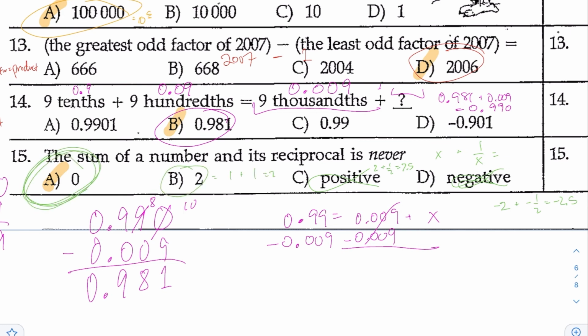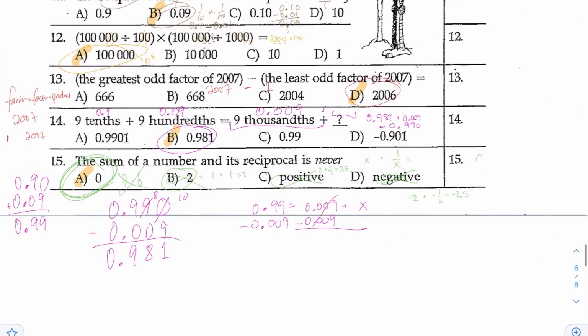So the answer is 0. It can't ever be 0 because 0 doesn't have a reciprocal. If you do 0 over 1, the reciprocal is 1 over 0, which doesn't exist. You can't divide by 0 in math. So 0 doesn't have a reciprocal. Because if you have, let's say, 0 over 2, the reciprocal will be 2 over 0, and 2 over 0 doesn't exist. It's not a number. So since 0 doesn't have a reciprocal, it can never be 0.